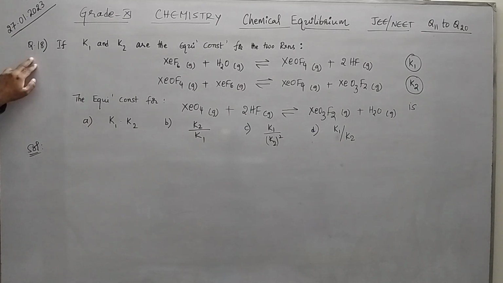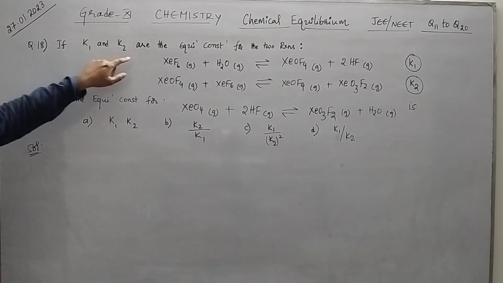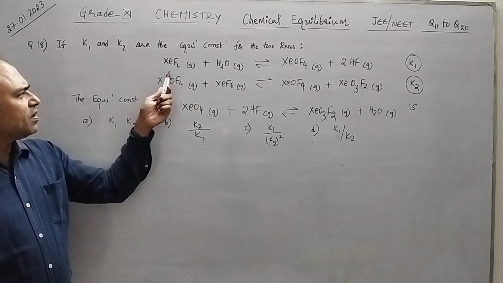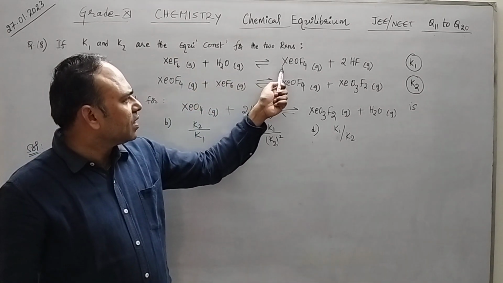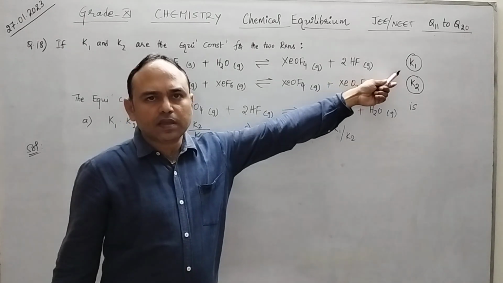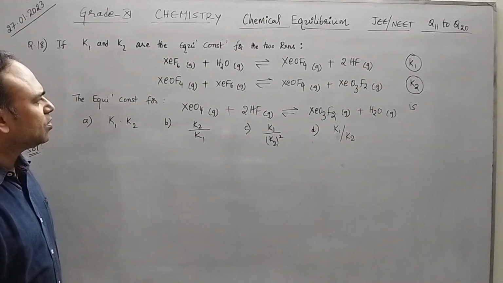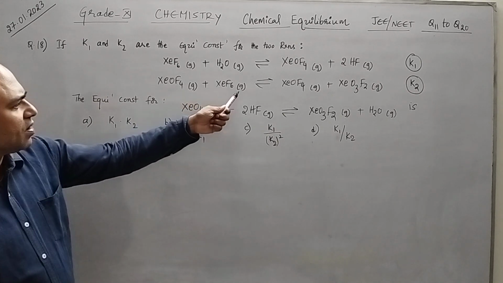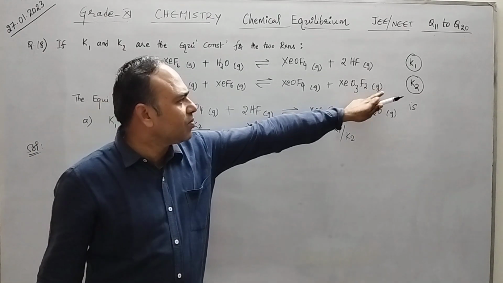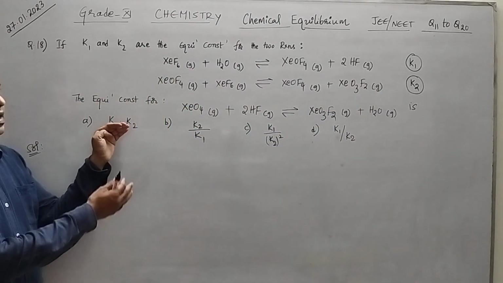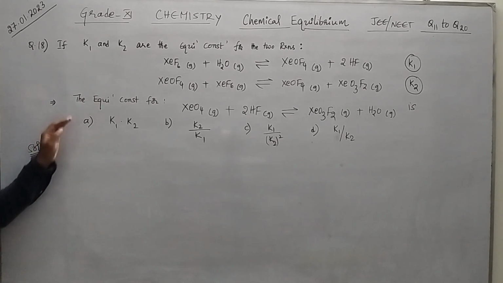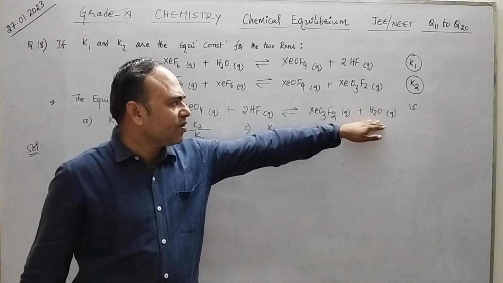Next, question number 18. They have given if K1 and K2 are equilibrium constants for the following reactions. First one, XeF6 gas plus water gives XeOF4 gas, this is steam, plus 2HF gas. Equilibrium constant is K1. For the second equation, XeOF4 plus XeF6 gives XeOF4 plus XeO3F2. The equilibrium constant is K2. See, the question looks a little bigger, but the solution is very simple. Now they are asking, find the equilibrium constant for this equation. So they have given another equation.